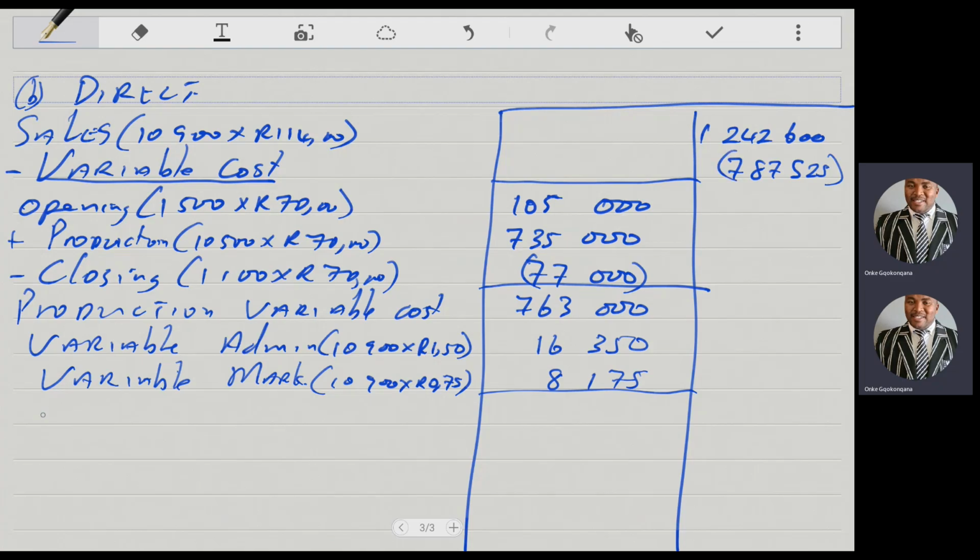Then your answer is no longer gross profit, but we call it contribution. When we deduct 787,525 from 1,242,600, your contribution is 455,075.